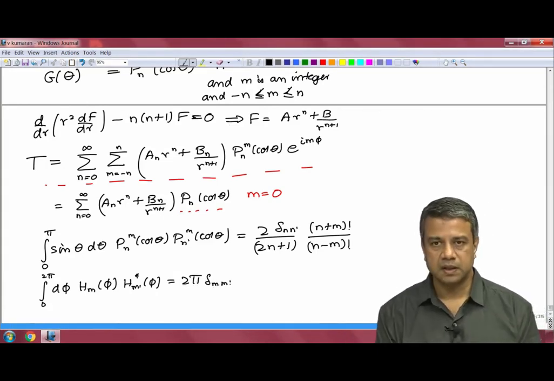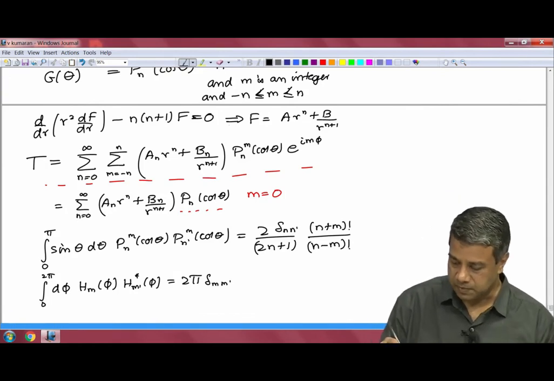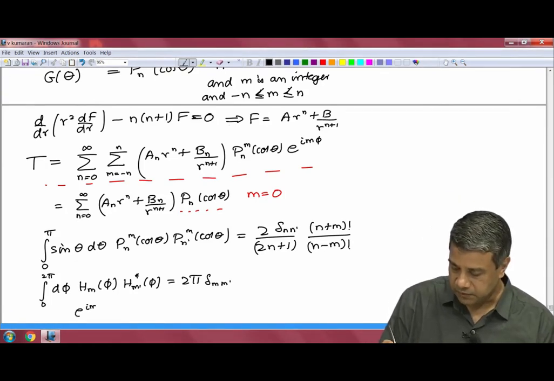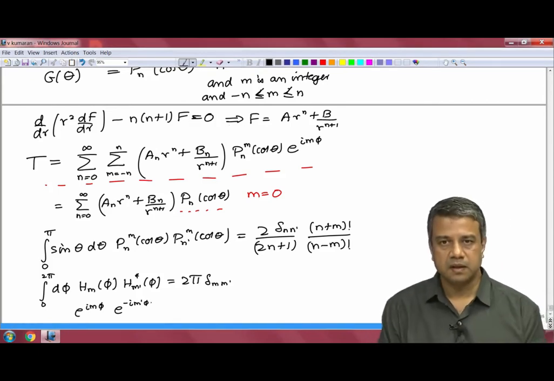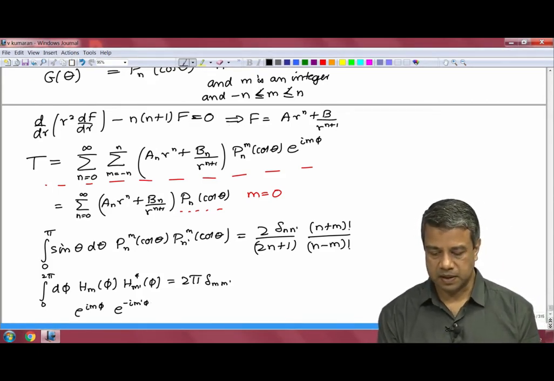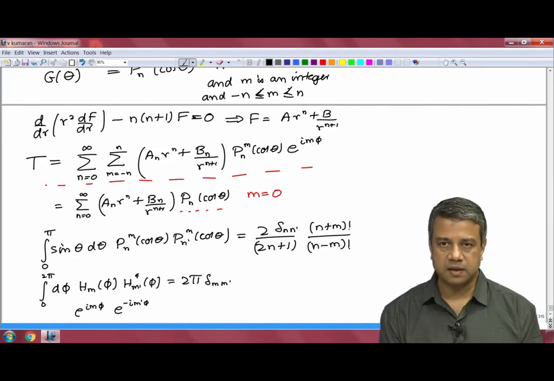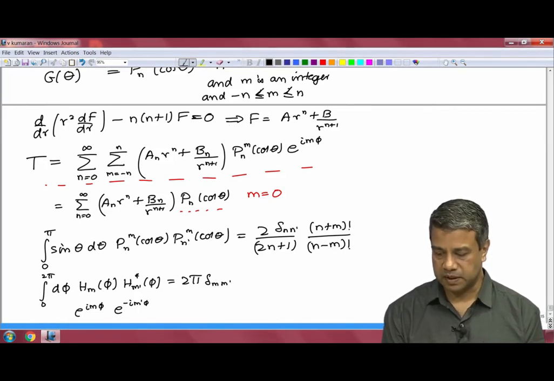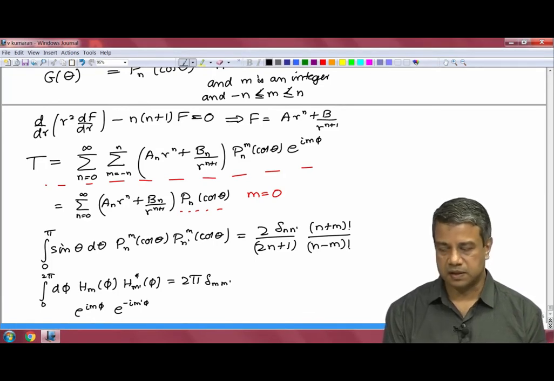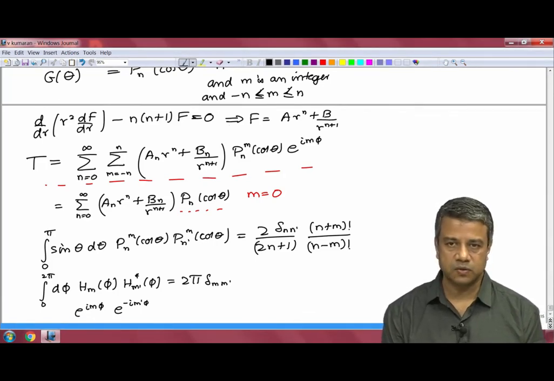Okay. H m prime star, this is e power I m phi, and the complex conjugate of e power I m prime phi, which is e power minus I m prime phi. So, h of phi is e power I m phi. The complex conjugate of h m prime of phi is e power minus I m prime phi. This also has an orthogonality relation. Okay, in the phi direction, it is 2 pi if m is equal to m prime, and it is 0 if m is not equal to m prime.